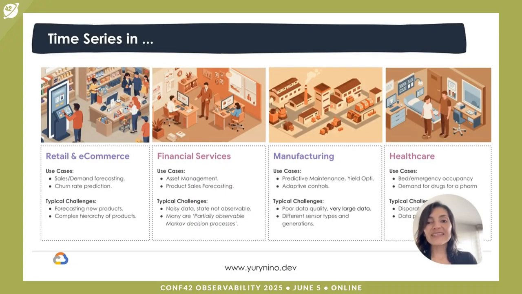Time series analysis and anomaly detection have broad application across various industries, but I chose these use cases because they are very challenging and they are state of the art in the market. In retail and e-commerce, they are used for sales and demand forecasting and stock rate prediction. Challenges include forecasting new products and complex product hierarchies.